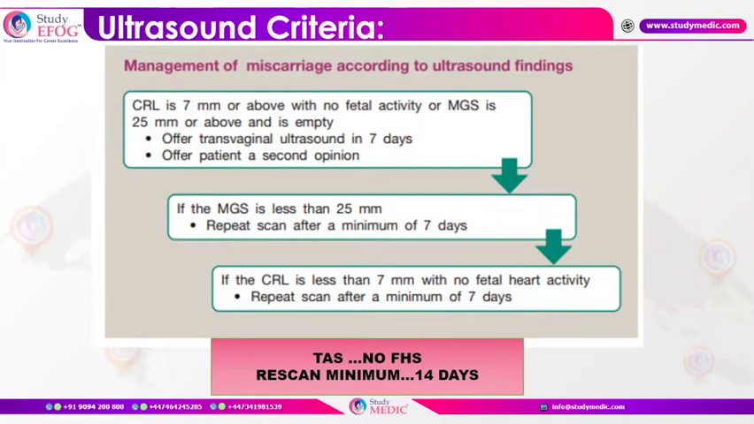There is a second option. If the mean gestational sac is less than 25 millimeters, then we have to repeat the scan after a minimum of 7 days. And if the CRL is less than 7 millimeters with no fetal heart activity, we have to offer a scan after a minimum of 7 days. And if you are proceeding with a transabdominal ultrasound and there are no fetal heart sounds, then we have to offer the woman a rescan after a minimum of 14 days.